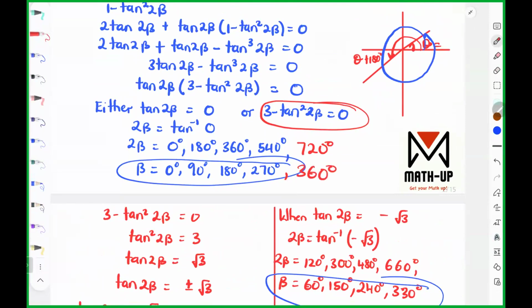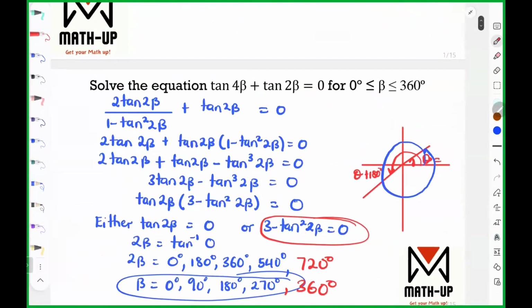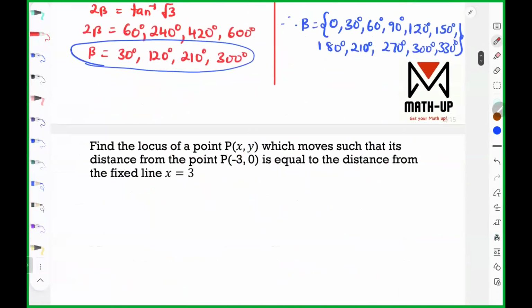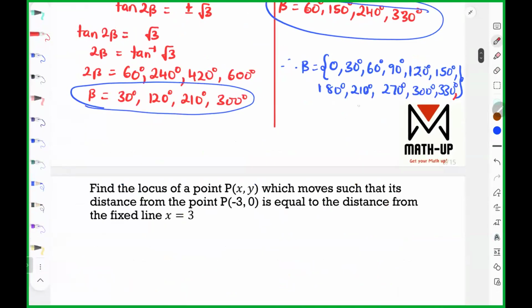Yeah, that's correct. Since I said between 0 and 360 degrees inclusive, it means that 360 is also among the angles. Yeah, thank you very much.